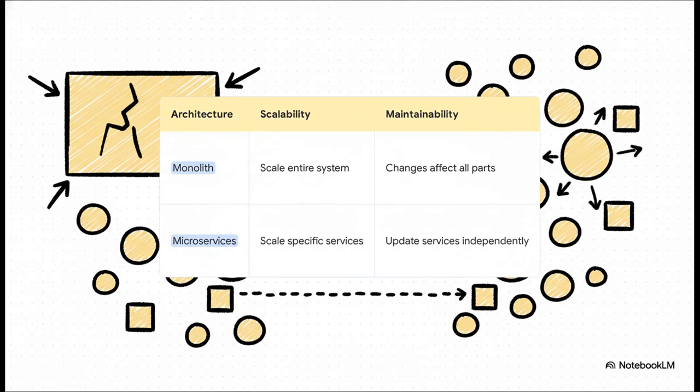With a monolith, it can be tough to scale because you have to scale the entire application at once, and making a change in one tiny corner can be risky for the whole system. But with microservices, you can scale just the one little service that's getting hammered with traffic, and you can update it all by itself. Of course, that flexibility brings a whole new layer of complexity. There's really no single best answer, just the best answer for a specific problem.